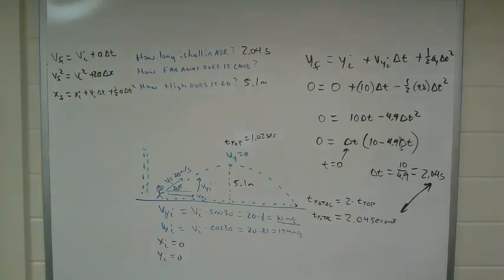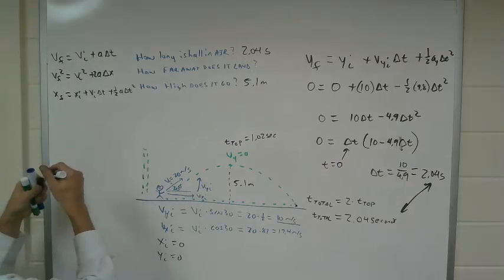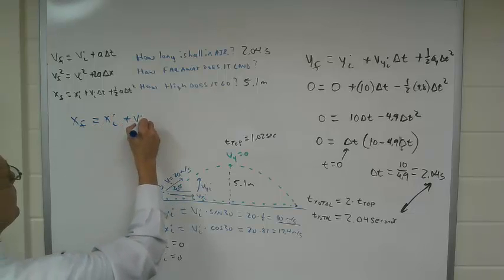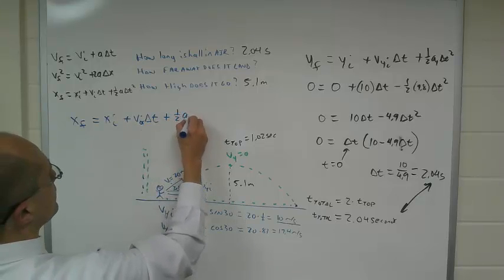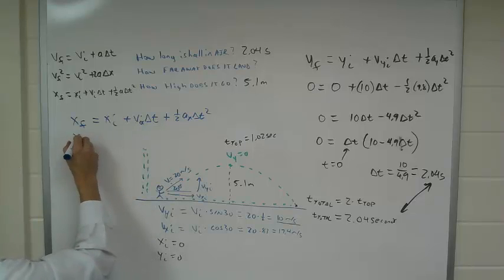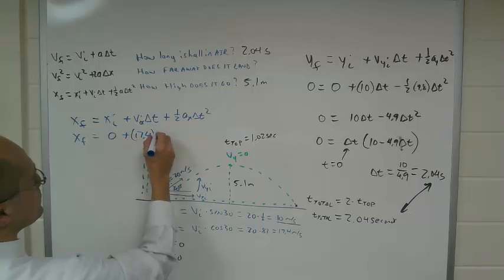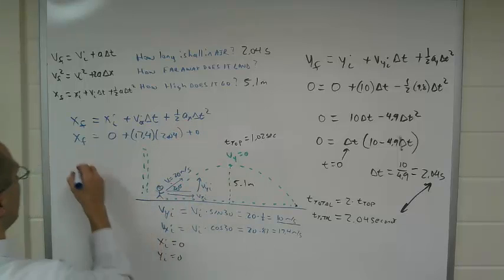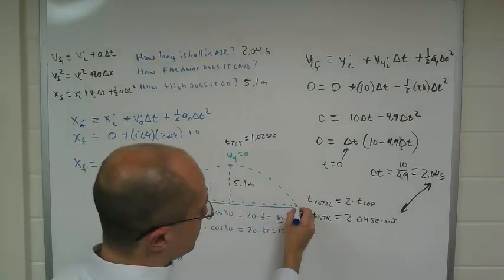Now, how far away does the ball land? We take our x velocity times time. Because if we start with this equation over here, x final is equal to x initial plus vix delta t plus 1/2 ax delta t squared. What we see is that x final is equal to 0 plus 17.4 times our 2.04 seconds plus 0, because there's no acceleration in the x. So x final is how far away the ball lands, and it looks like that's about 35 meters. So the ball lands 35.5 meters away.